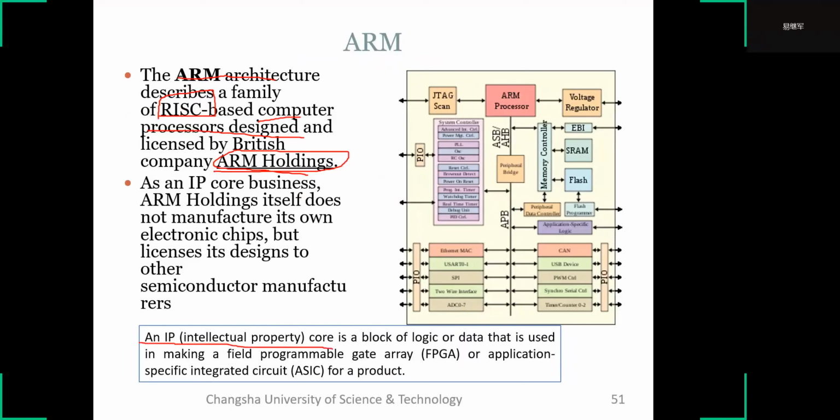IP core, intellectual property core, is a block of logic or data that is used in making a field programmable gate array or application specific integrated circuit for a product. The manufacturer gets the IP core from ARM Holdings and designs the product themselves.